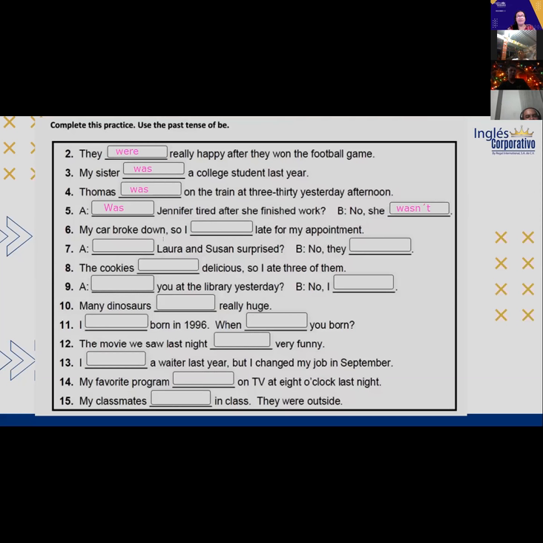My car broke down, so I was late for my appointment. 7. Where? Laura and Susan, so it's 2, right? Where? Laura and Susan, surprise? No, they weren't. No, le sorprende. Okay, the cookies. Where? Was. Como en plural, where. Como ellas, pero las galletas, right? The cookies were delicious, so I ate three of them. Okay.